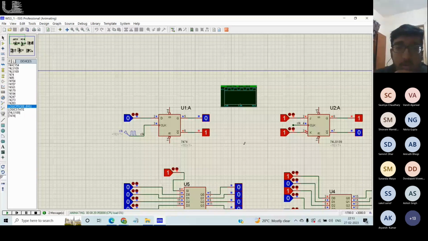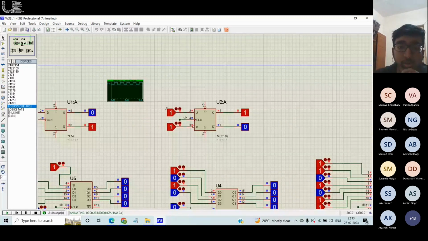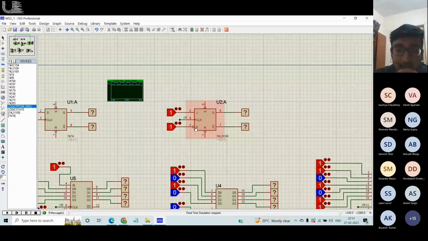Now coming to a JK flip flop. You might be wondering that, as I said, for a JK flip flop, when both J and K are 1, the output should toggle, right? But why is it not happening here? Because of this guy. If you notice, there is a circle before K. That means that whatever is going in, the NOT of that is fed to that input. So basically, my JK is 1 0 here.